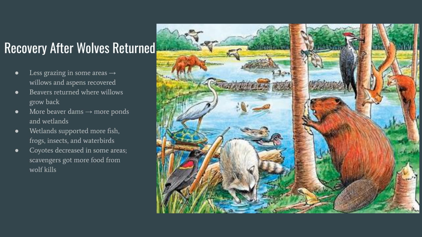Wolves also had effects on other predators and scavengers. Coyotes decreased in some areas where wolves were present because wolves sometimes kill them or outcompete them. On the other hand, scavengers like ravens, magpies, eagles, and even bears benefited from carcasses left by wolf kills. All of these changes helped restore a more complex and balanced food web in Yellowstone and improved biodiversity compared to the time when wolves were gone.